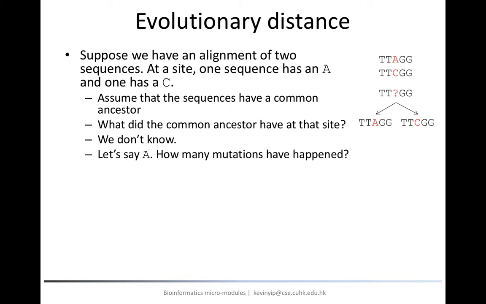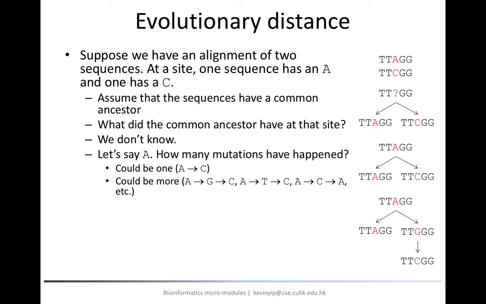Now our question is, how many mutations have happened to this third site since the time of the ancestral sequence? One possibility is that only one mutation has happened, which changed the A to a C. This is the most parsimonious explanation of the two observed sequences. However, there are also other possibilities. For example, the A could have been first mutated to a G before it was mutated again to a C.